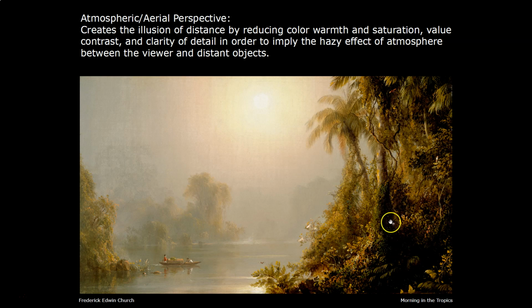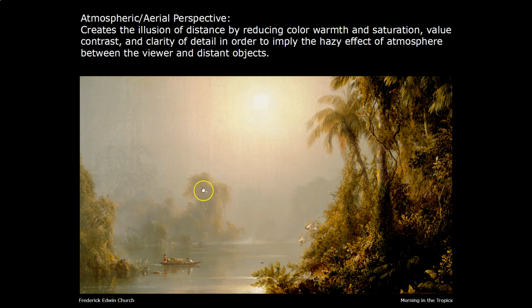Church. Up close you have warmer colors, so the greens are warmer. There's really dark darks, really bright brights. All the detail is there. As you move back, the saturation goes down. The color gets a little bit more gray and a little bit colder. The value contrast goes way down. There's none of the dark darks anymore. And the detail goes down because we can't see detail at that distance.